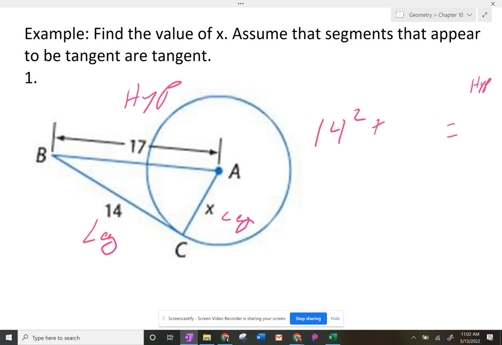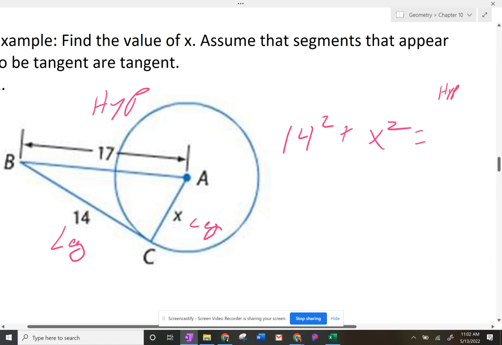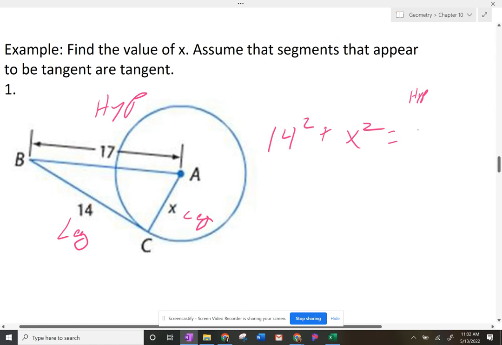So what's going to come after that 14 squared? X squared. I love it. Just got to be confident. 17 squared. Fantastic. You did it. Okay. So I've got 14 squared plus x squared equals 17 squared.